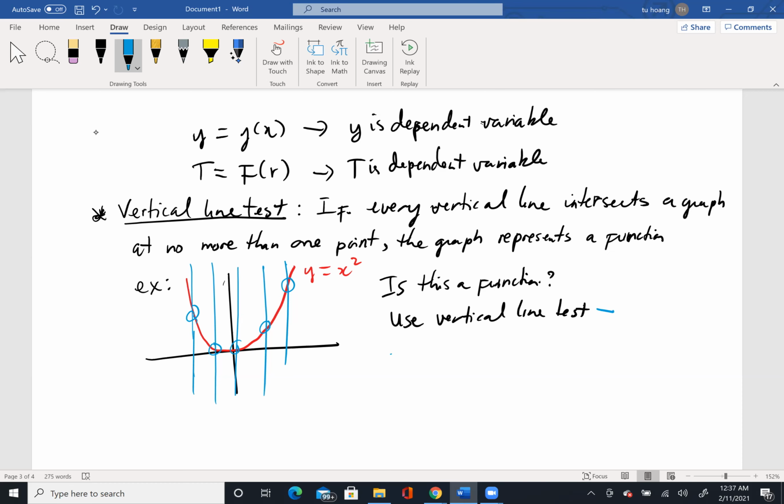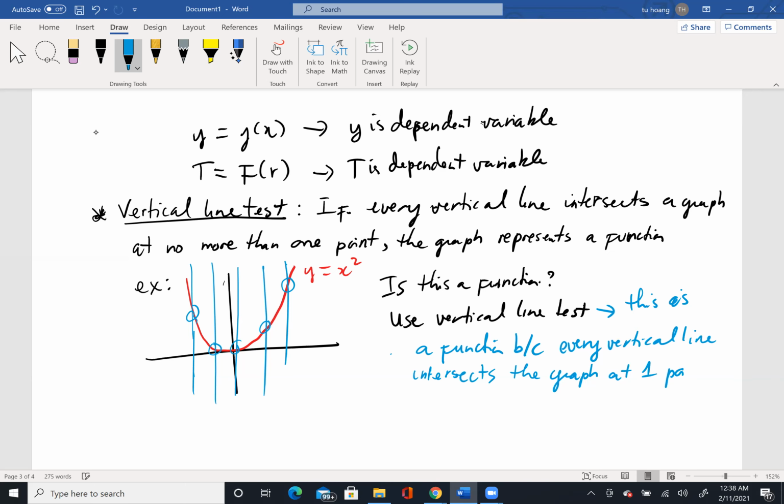Then we can say this is a function because every vertical line intersects the graph at one point. All right.